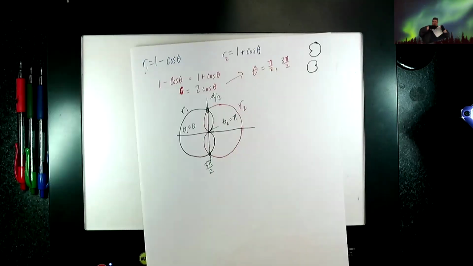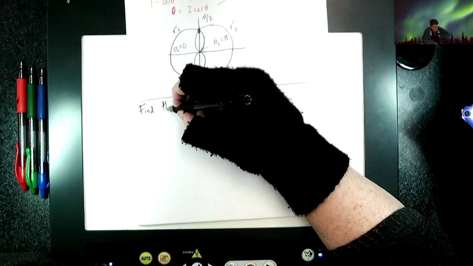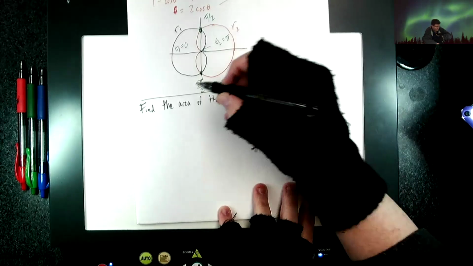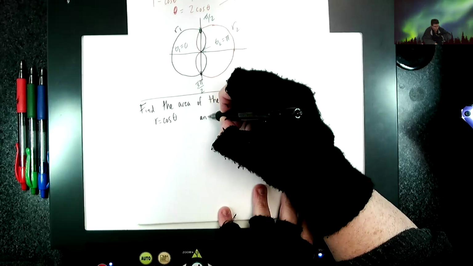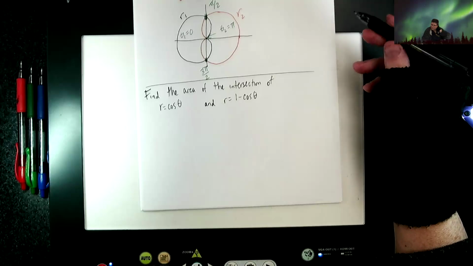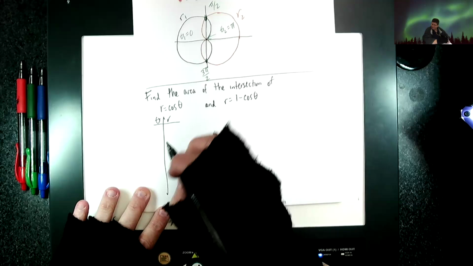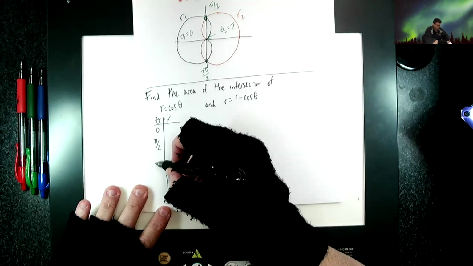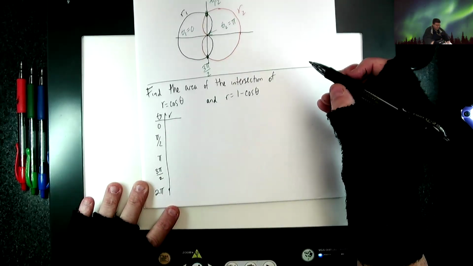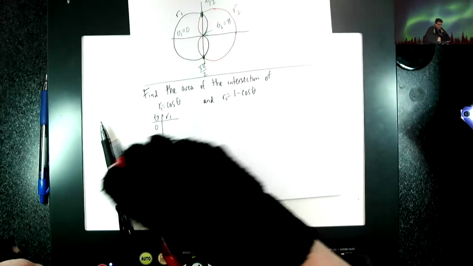So let's look at one where we'll actually find the area. Find the area of the intersection. We'll say R equals cosine theta and R equals 1 minus cosine theta. I'll make a little theta and R column here. And to save space, I'm going to call this R1 and R2, and we'll use the same table but use just a different column.